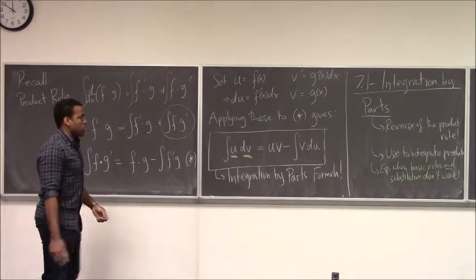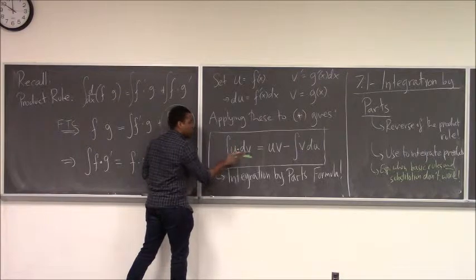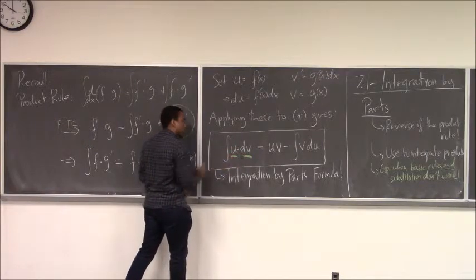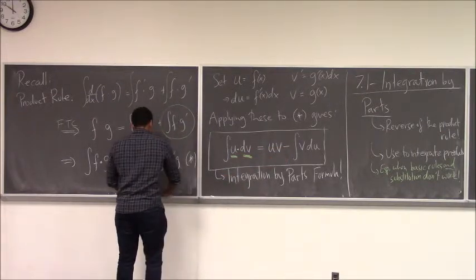And usually you'll have a product in which you can do this. You have two functions being multiplied where you can think of one as a u and one as a dv and go through this procedure.